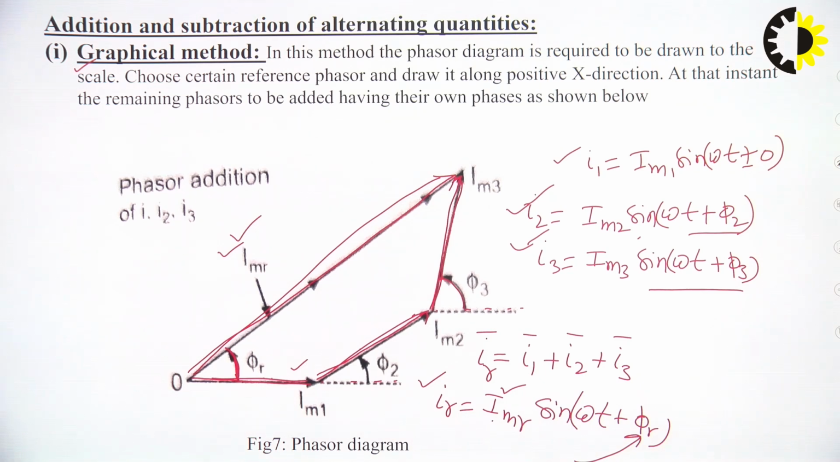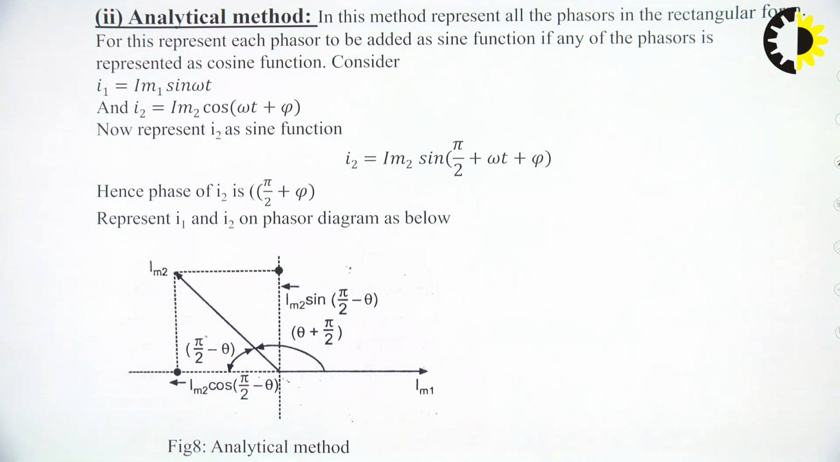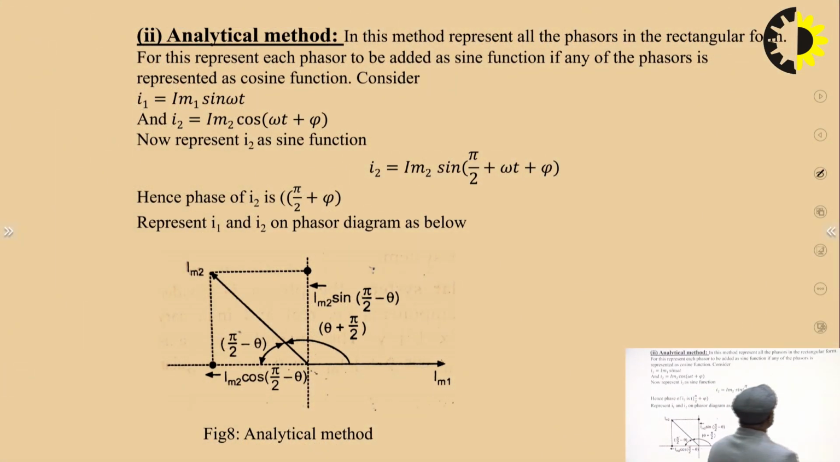Then there is another method known as the analytical method. In the analytical method, we represent all the quantities in rectangular form. For this, represent each phasor to be added in sine function; if any phasor is represented as cosine, convert it to sine, and if the sine of any AC quantity is negative, convert it to positive. That means you have to write the AC quantity in standard form.